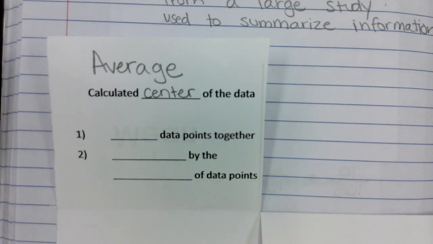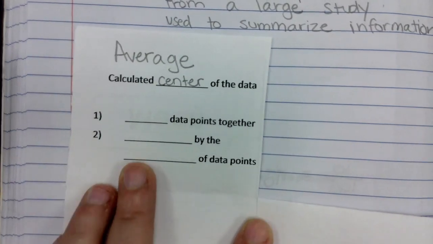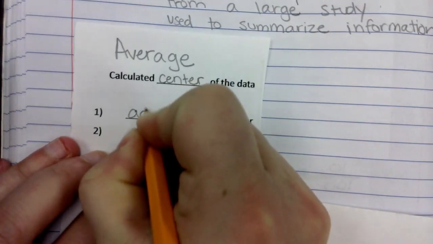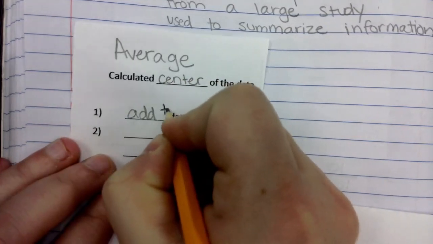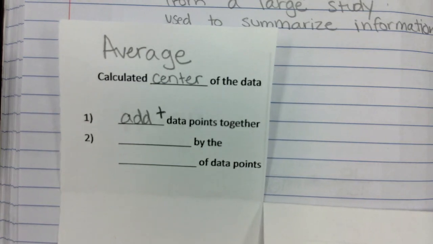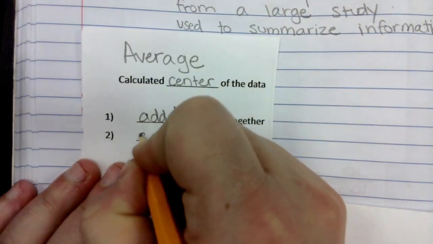All right, and somebody already told us this. What's the first step? Add the data points together. If you need to put a plus sign there, just to remind yourself what add means, put a plus sign there. So our first step is to add all the data points together. And then what is step number 2 going to be? Divide by how many there are. Yep, so divide by the number of data points.